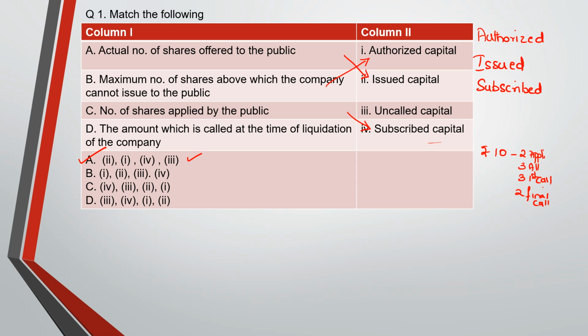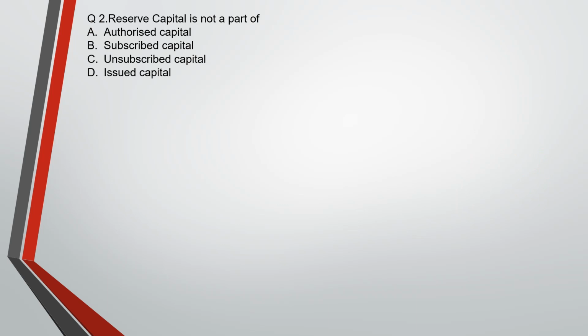So now moving on, we'll go to the next question. This question is: second, reserve capital is not a part of. Please, while reading, be careful whether they are saying part of or not part of, whether it is true or false, whether it's correct or not correct. That part you have to be careful. So here, reserve capital is not a part of which capital? Now we have already seen the authorized capital, subscribed capital, issued capital, and unsubscribed capital.